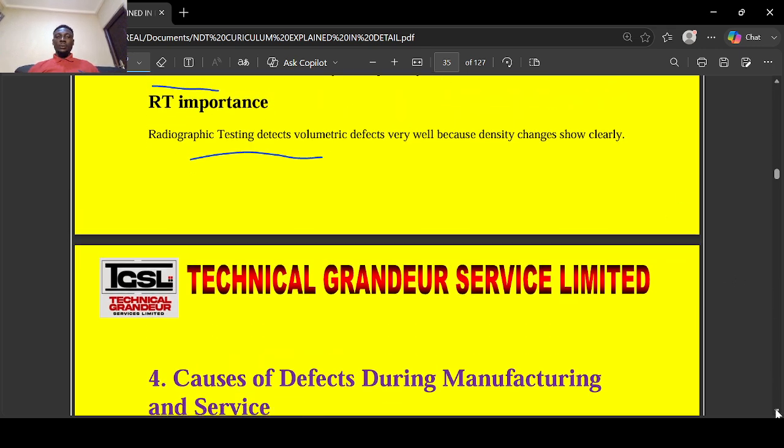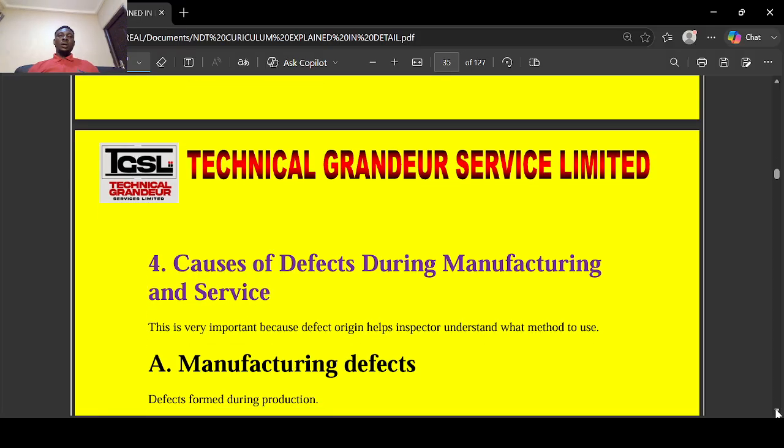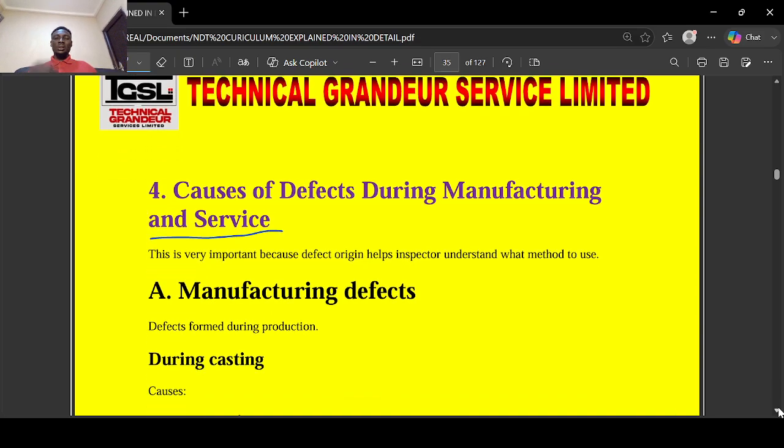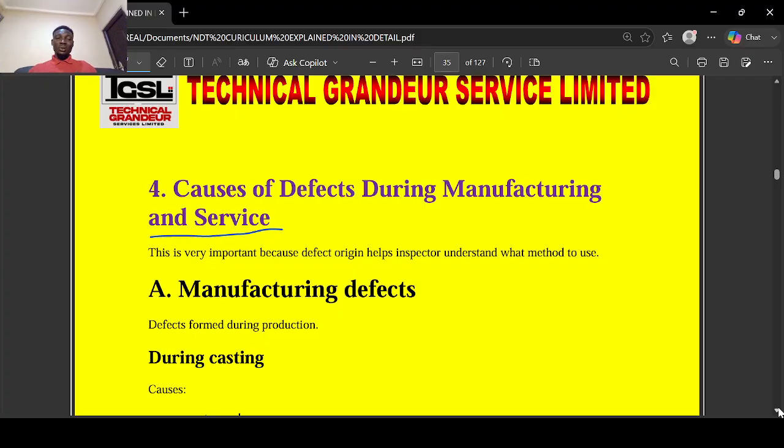So, number four, we have the causes of defects during manufacturing and service. This is the number four subtopic. What are the causes of defects during manufacturing? What brings about discontinuity in the course of manufacturing? This is very important because defect origin helps the inspector understand what method to use.